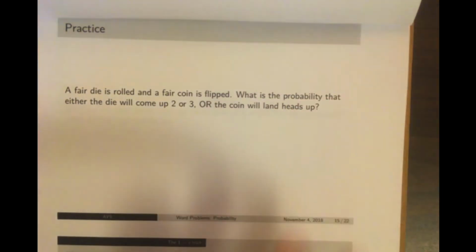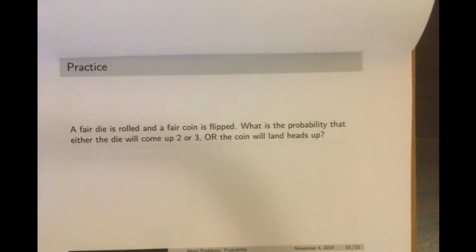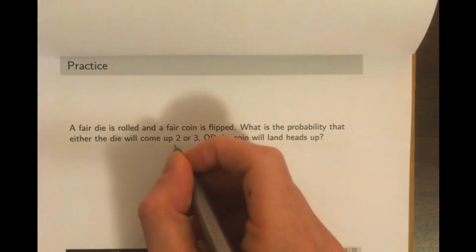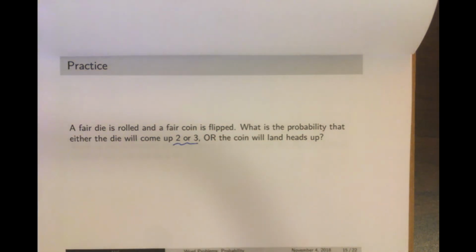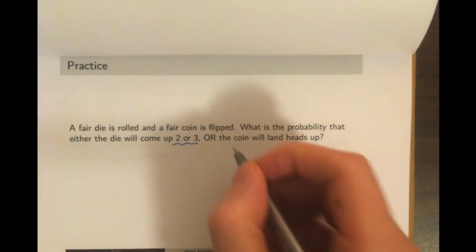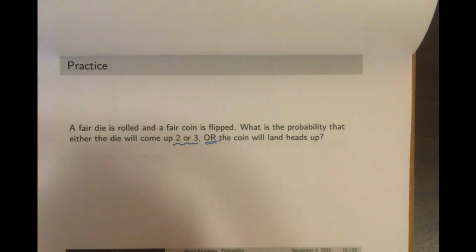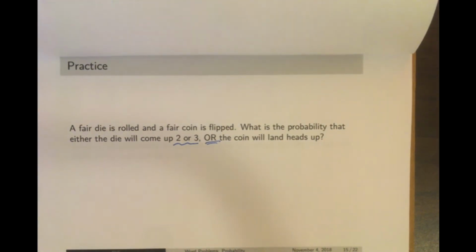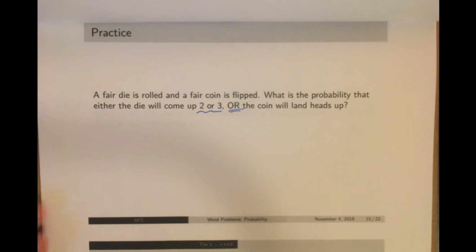A fair die is rolled, and a fair coin is flipped. So fair means equally likely. What is the probability that either the die will come up 2 or 3, so that's an or statement, or the coin will land heads up. So we have 2 or statements. So go ahead and pause the video and try this one out. If you're getting frustrated, please stick with me, find me on campus. Probability is notoriously tough to kind of grab on your first time, but this is nothing that we can't do.